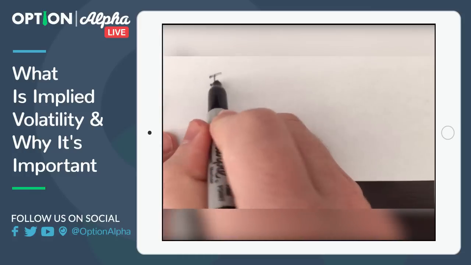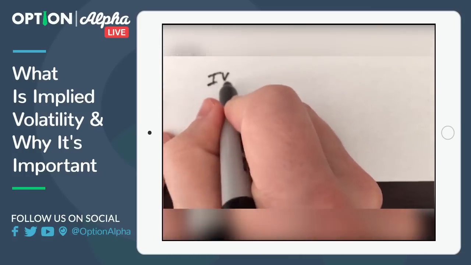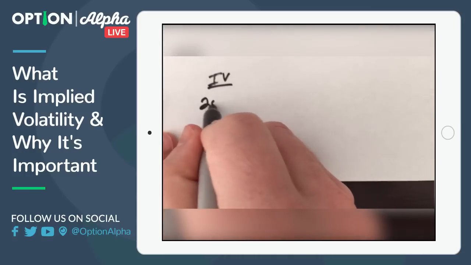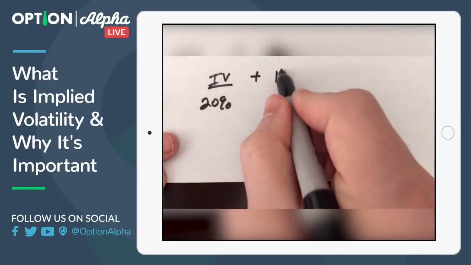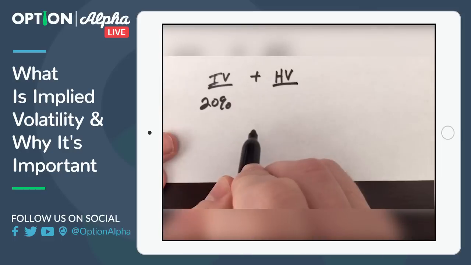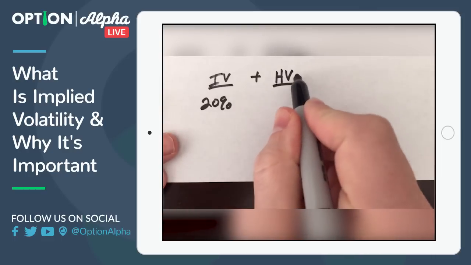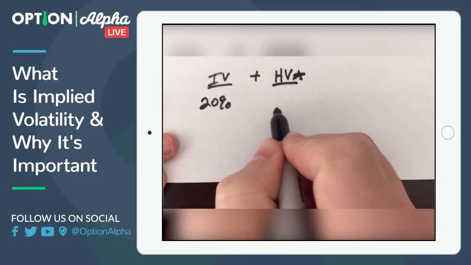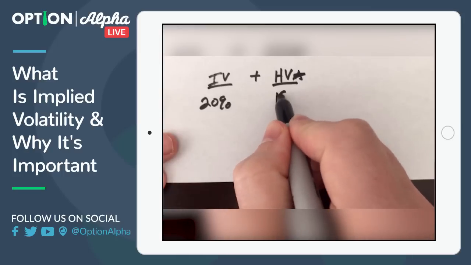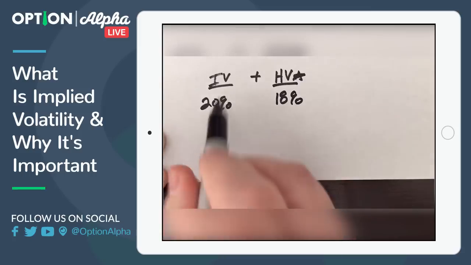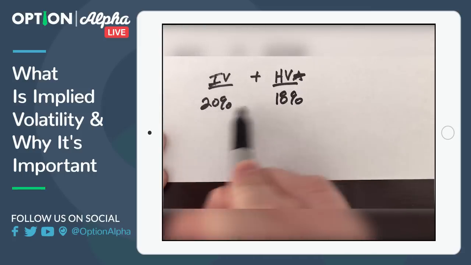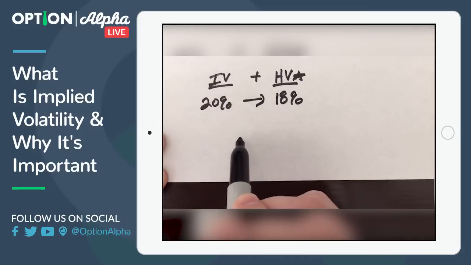So if implied volatility is expecting a 20% movement in the stock, when we actually go back in time and look at historical volatility, meaning how far that stock actually moved, we might find that the stock actually only moved on average 18% of the time. Okay? So implied volatility was suggesting a 20% move, but actually only 18% of the time.